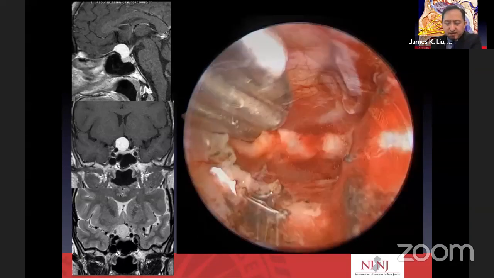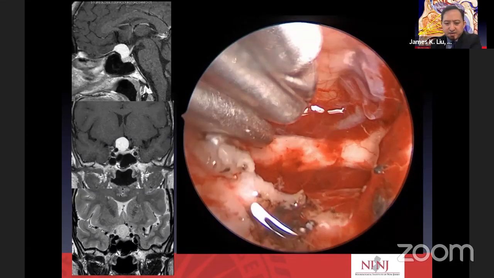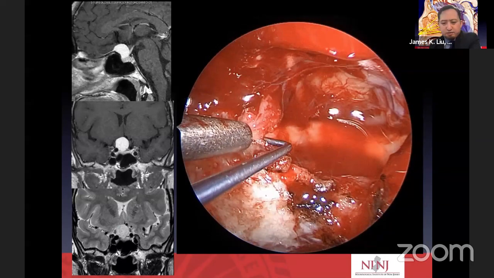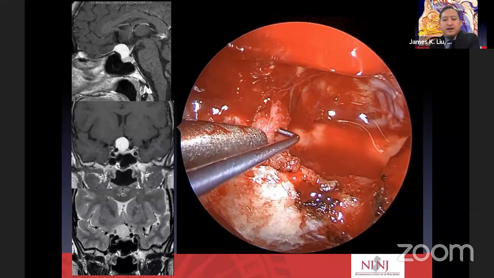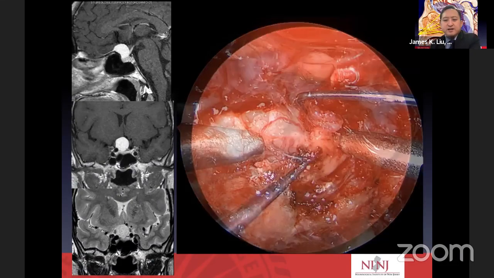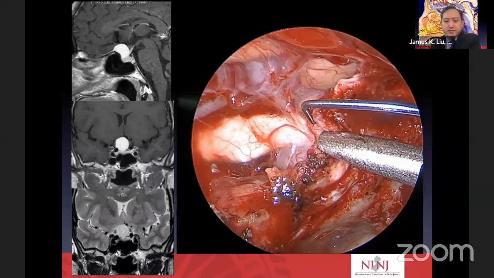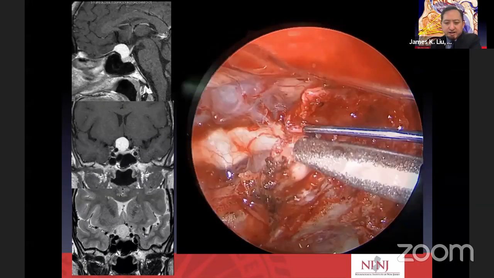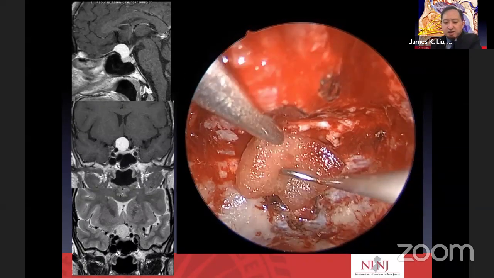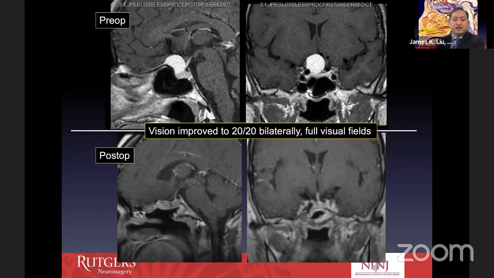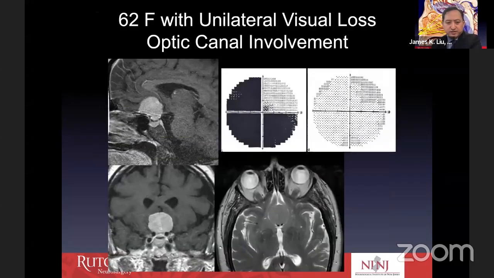And then here you have a nice view of the optic chiasm and ACOM complex, and understand that tuberculum sellae meningiomas can have as high as an 80% optic canal invasion rate. So I usually use this opportunity to inspect both optic nerve canals to make sure there's no residual tumor hiding there. So this patient had improved vision to 20/20 with full visual fields, gross total removal.